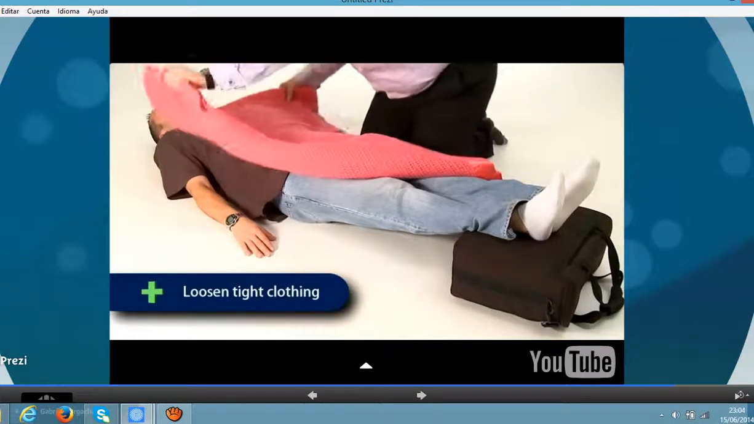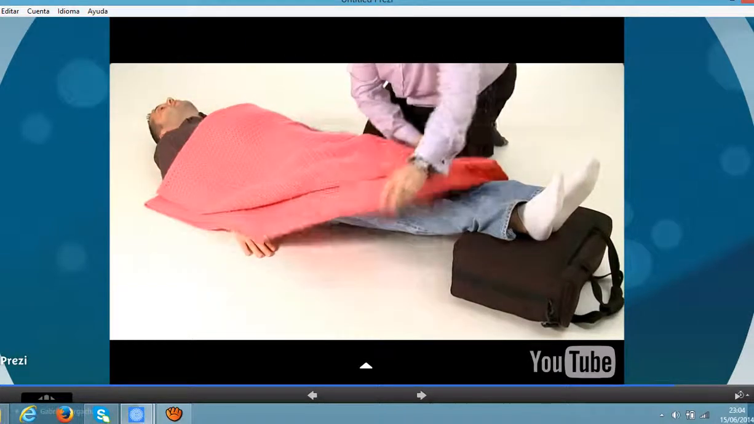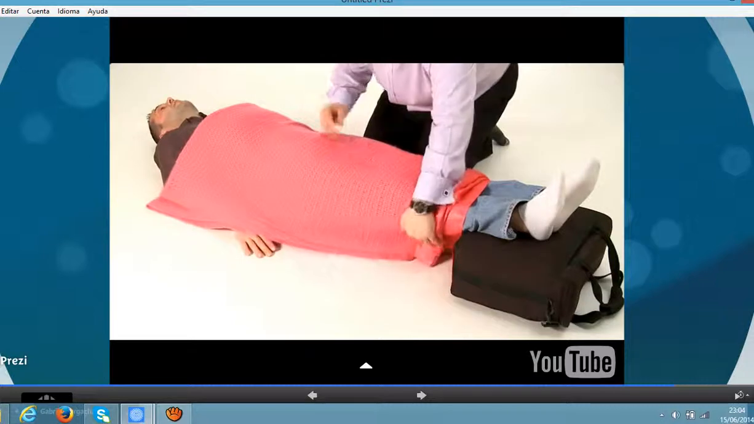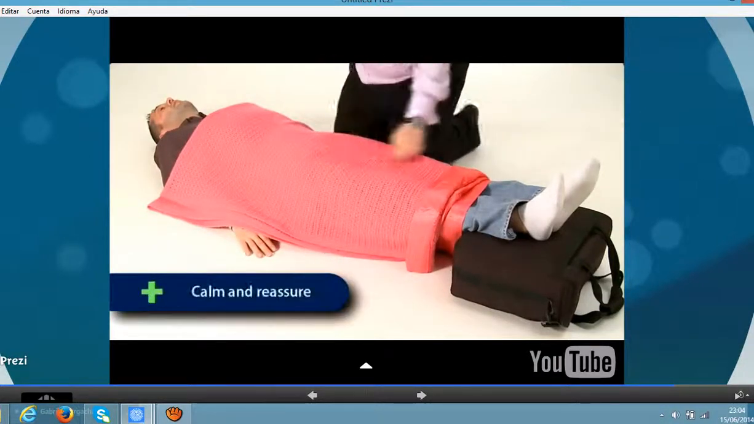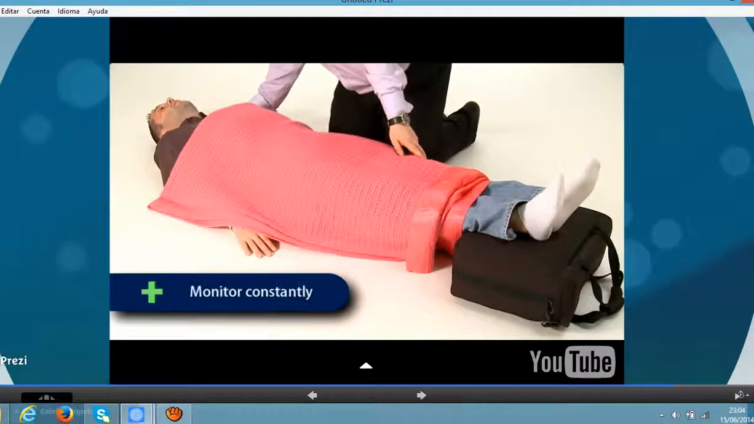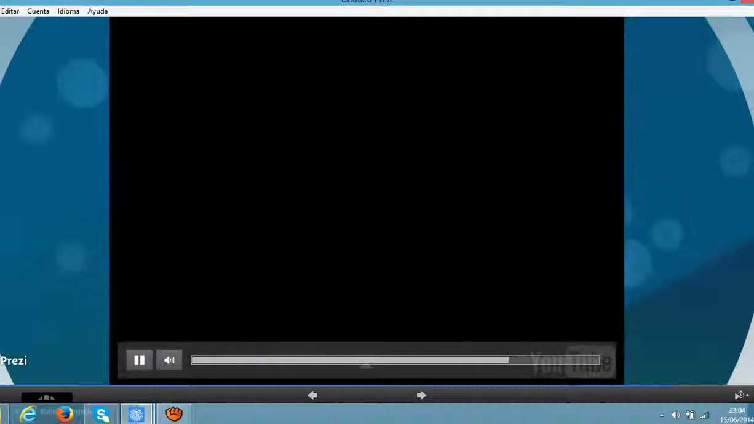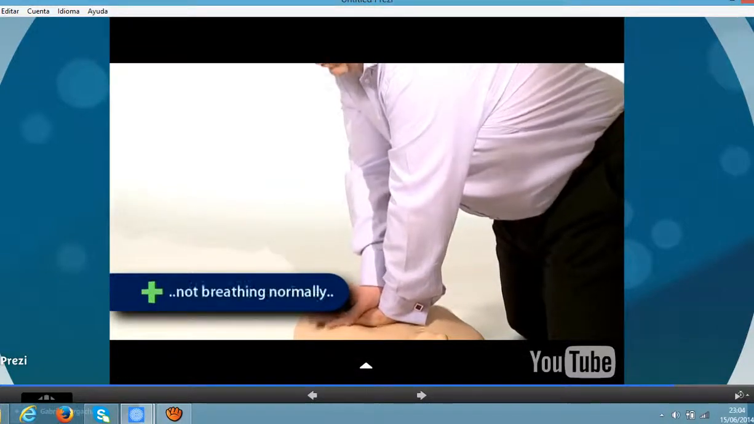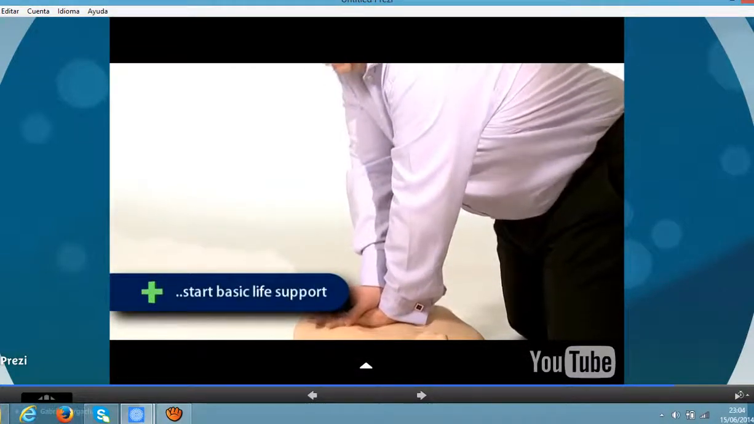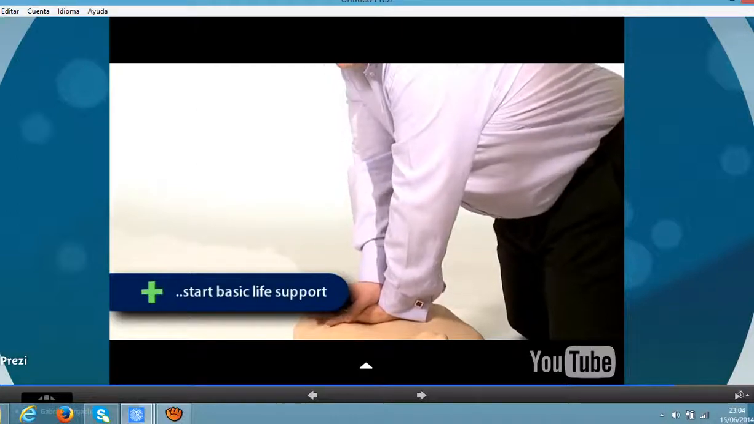You should loosen tight clothing, keep the casualty warm with items such as blankets or coats, but ensure that you insulate from any cold ground. Call 999, calm and reassure your casualty, whilst monitoring the airway and breathing at all times. If the casualty becomes unresponsive and unconscious and is not breathing normally, then you should carry out the procedure for basic life support.